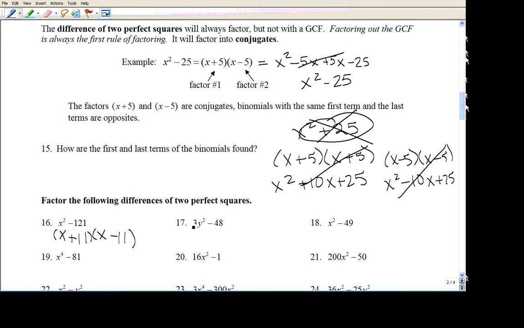On number 17, again, check to see if there's a GCF that can be taken out. Well, we can take a 3 out of both of these. So first, we'll factor out the 3, and we'll be left with y squared minus 16. So now we have the 3 in the front, and now we have a difference of 2 perfect squares. So to factor this completely, we'll have 3, and we can leave that there and then do the difference of perfect squares like we did before. The square root of y squared is y, the square root of 16 is 4, and we put the opposite signs.